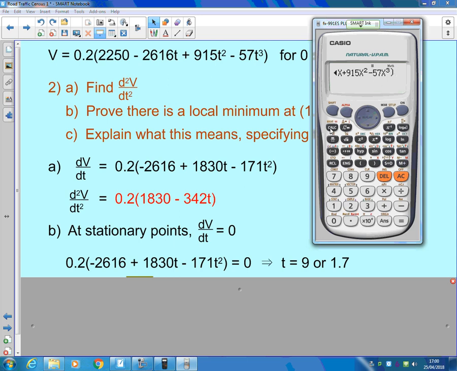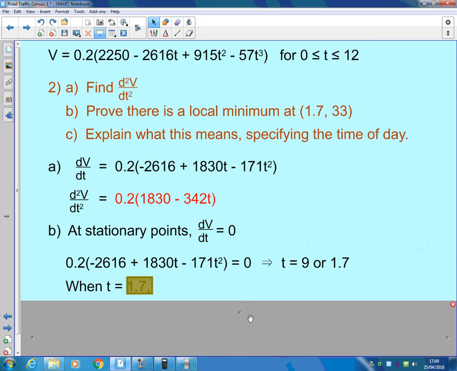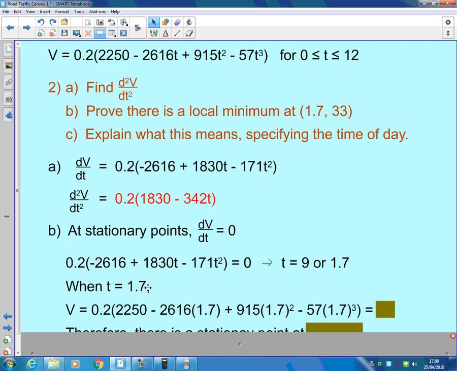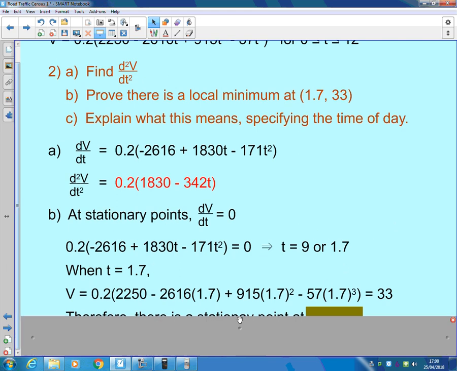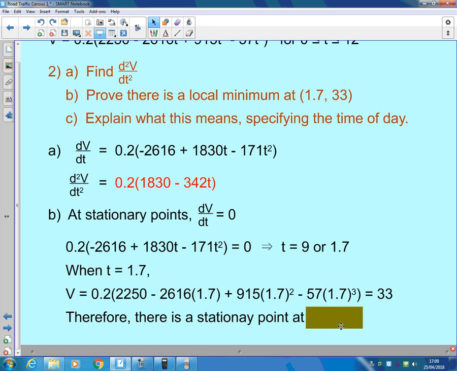Okay, so you'll check it, and then I do calc 1.7. Let's hope it comes to 33. Good, 33.4, 33. So when t is 1.7, all of this lot did come to the 33. So we've got that working. What we've found out so far is that there is a stationary point at 1.7. Now we've got to show that it is a local minimum rather than a local maximum.